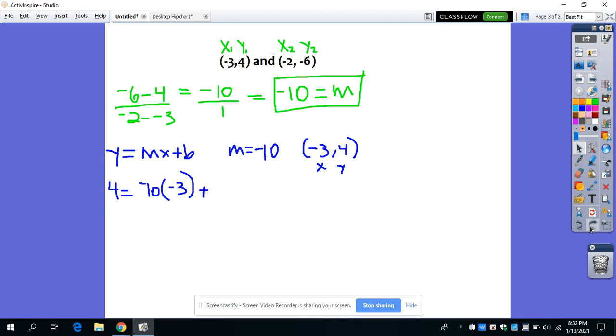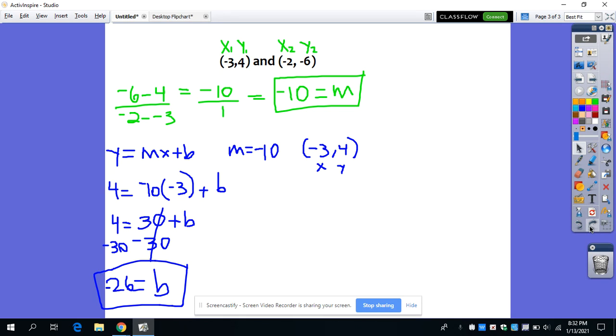All right, so I'm plugging in everything that I just picked. Negative 10 times negative 3. 2 negatives gives you a positive 30. Well, it gives you a positive number, and 10 times 3 gives you 30. I have to subtract 30 on both sides. I'm left with b is equal to negative 26. All right, so I plug in everything I know. I have y equals, my slope is negative 10, x, my b is negative 26, so I don't need that plus sign there.